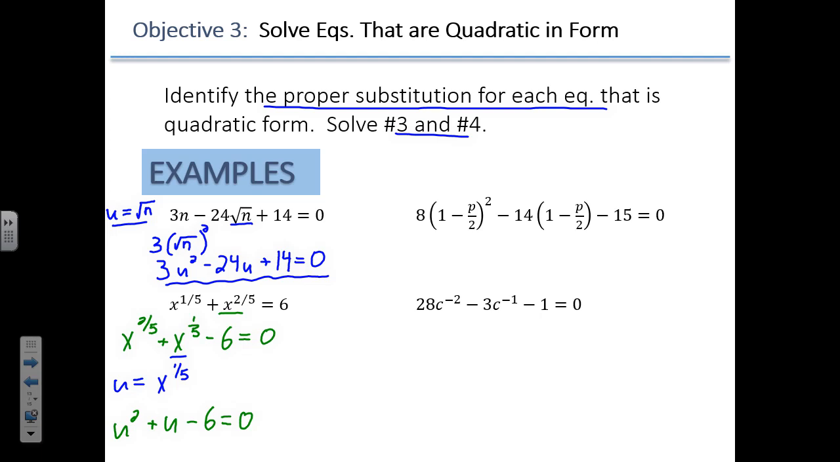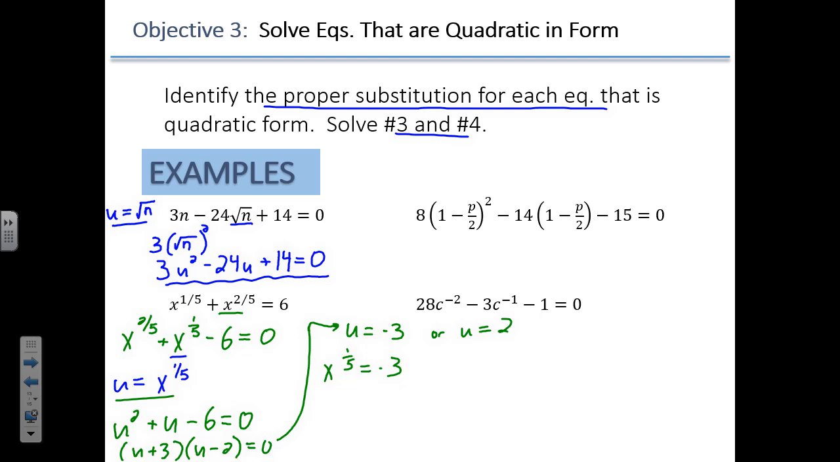We can solve that by factoring pretty easily. We get u plus 3 times u minus 2 equals 0. That means that our values for u are equal to negative 3 or 2. Now we're not done because u is equal to x to the 1/5, so we would say x to the 1/5 equals negative 3. Or in other words, that 1/5 power, as you remember, is equal to the 5th root of x. Now we'll raise both sides to the 5th power to cancel out that root.